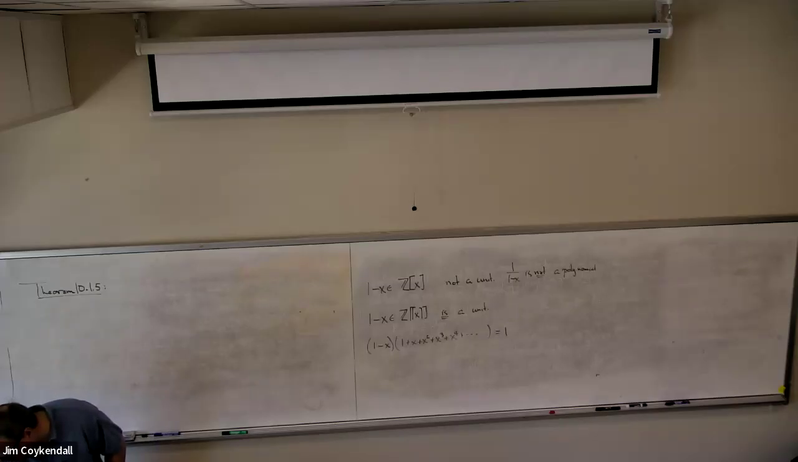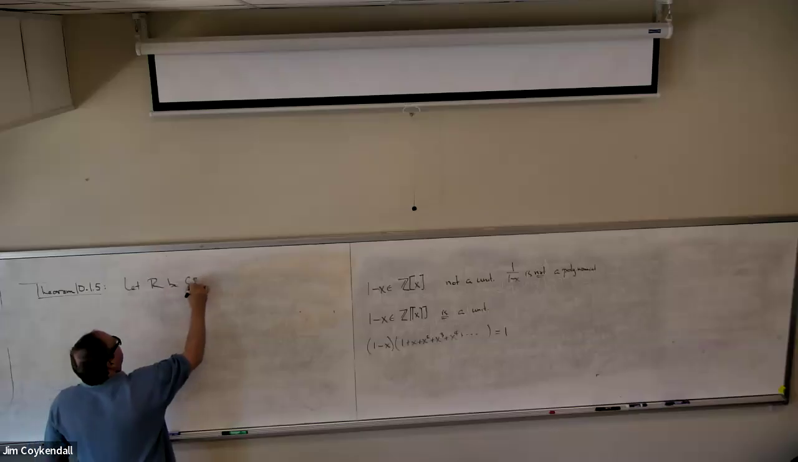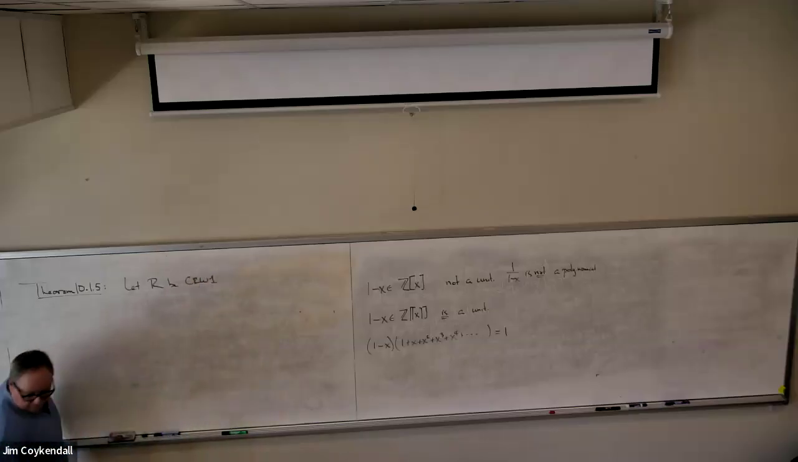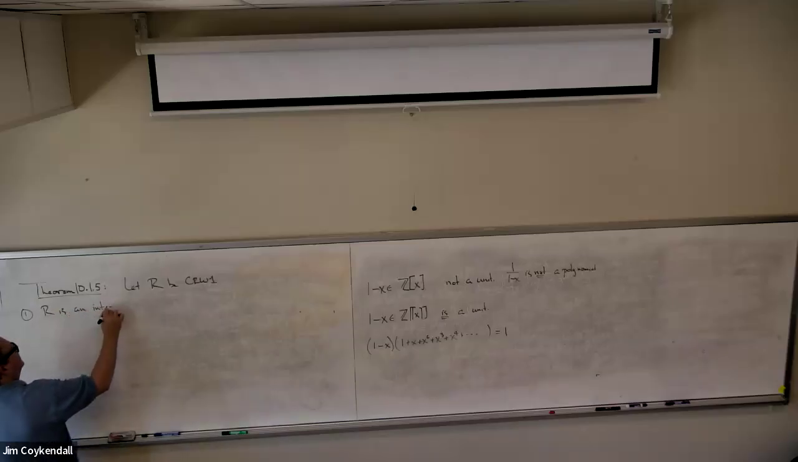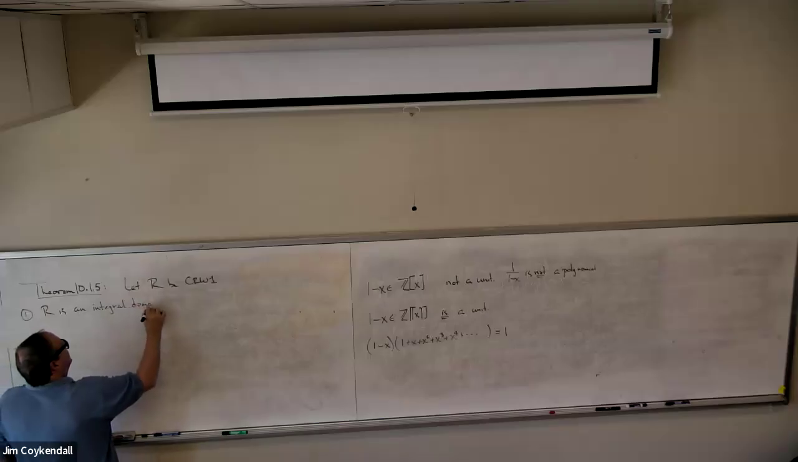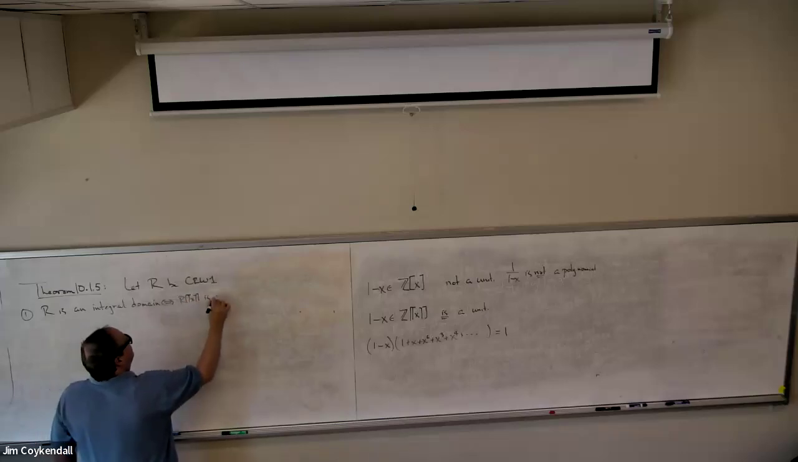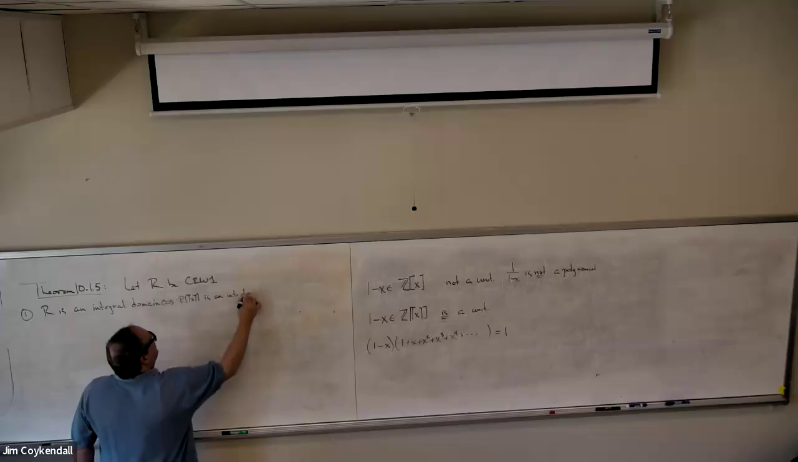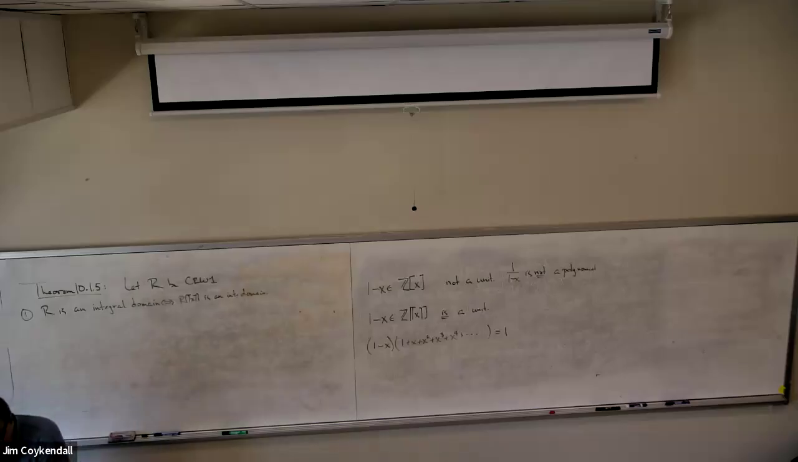So let R be a commutative ring. Number 1: R is an integral domain if and only if the power series ring R[[x]] is an integral domain. So this part of the theorem is exactly the analog to what was true for polynomials, because we just replace polynomials with power series, and we get the same thing.